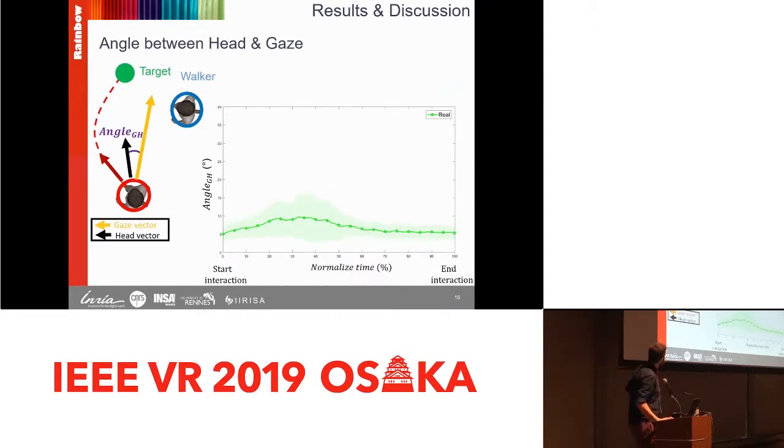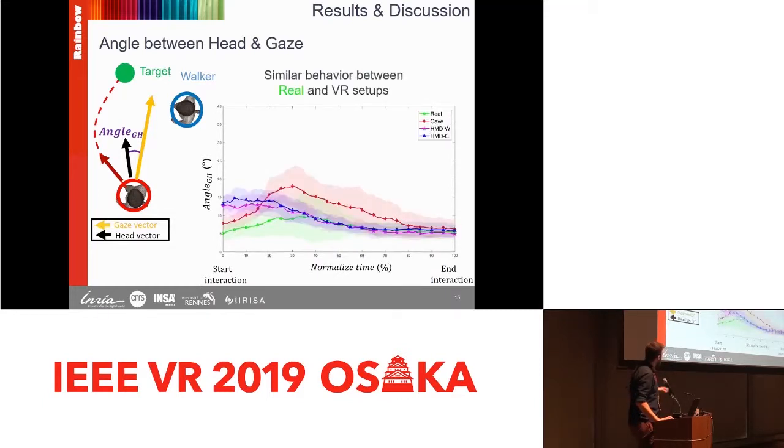Now, if we look at the angle between the head and the gaze, you can see that there is no statistical difference between the last 3 virtual conditions and the real condition. And if we plot for the screen, we see a large difference between the screen and all other conditions. It's because they couldn't move their head, so all the movement was done by the eye.